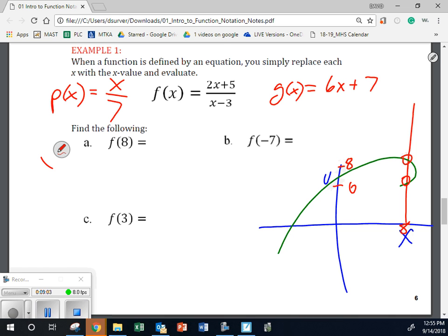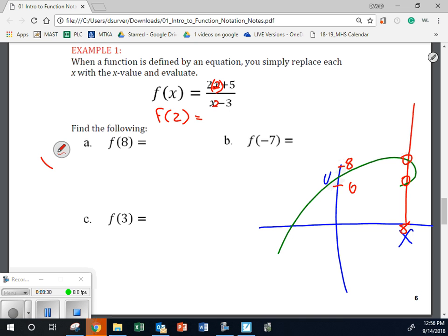All right. Last, if I just had a y here and I said, I want you to stick in 2, there's no way to say that with a y. But if I'm saying, I want you to stick in 2 in this function, you can say f of 2. Do you get what I'm saying? If it was just a y, I wouldn't be able to do that. But if I say f of 2, do you get that just means stick a 2 in? Where? In the variable. So that's 2 times 2 is 4 plus 5 is 9. Over 2 minus 3 is negative 1. Negative 9. So f of 2 is negative 9.